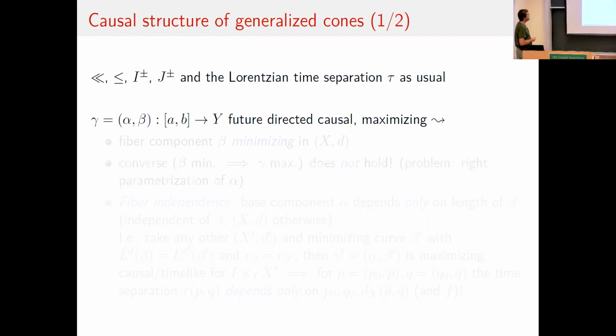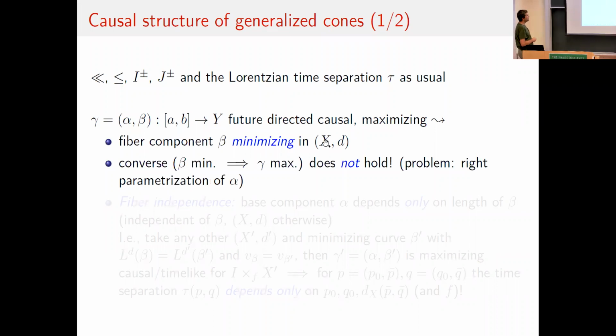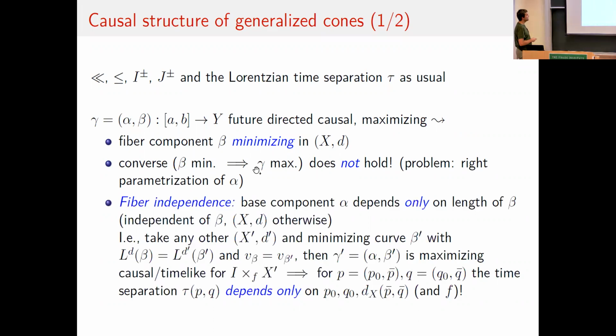So for example, if you take gamma, a future directed causal curve which is maximizing, then the fiber component beta is a minimizing geodesic in the metric space (X, d). And the converse does not hold. If beta is minimizing, then gamma need not be maximizing because you need the right parameterization of alpha for that. What is true is the fiber independence. So the base component alpha depends only on the length of beta. So in particular, it's independent of the curve and the metric space otherwise.